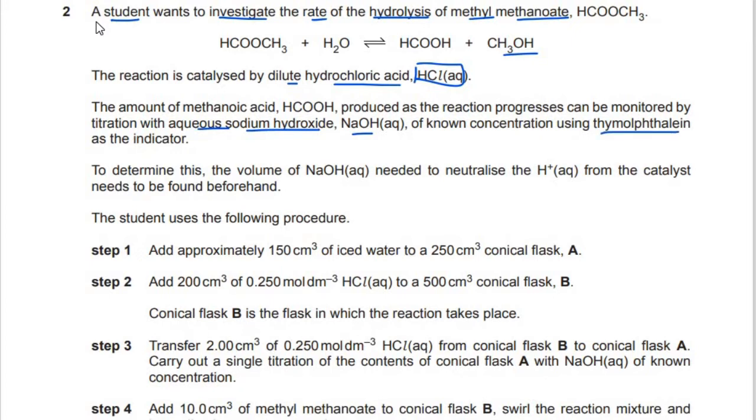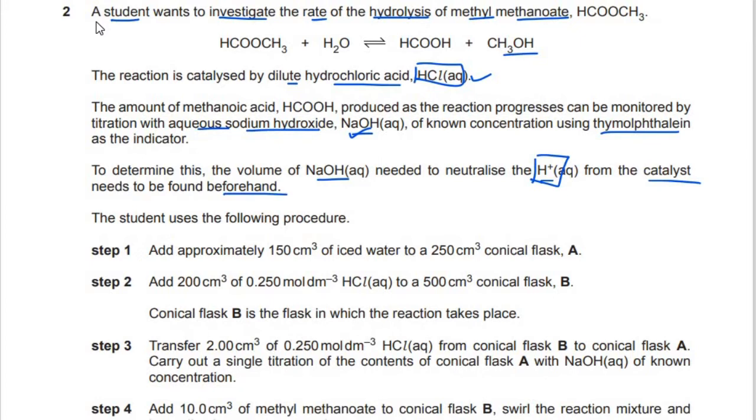Now to determine these, we need the volume of NaOH needed to neutralize the hydrogen ion from the catalyst. We have used HCl as an acid, as a catalyst. So the hydrogen ion present from the catalyst will also react with the NaOH which we are using for the titration. So again, we need to know what volume of NaOH is required for neutralizing the catalyst, and that can be determined beforehand, before the titration.